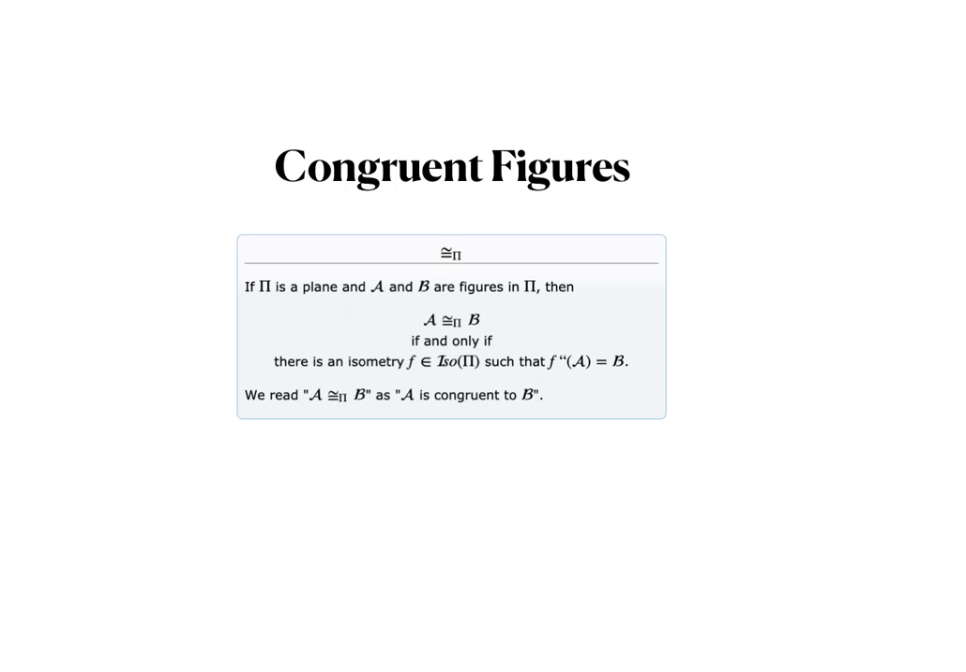And what this says, and it's our definition, is: if pi is a plane and A and B are figures in pi, then A is congruent to B if and only if there is an isometry F that's an element of the set of all isometries of the plane. Remember, that's a fixed number of line reflections, such that A gets mapped to B. We read this as A is congruent to B.